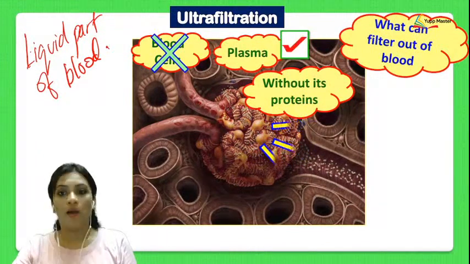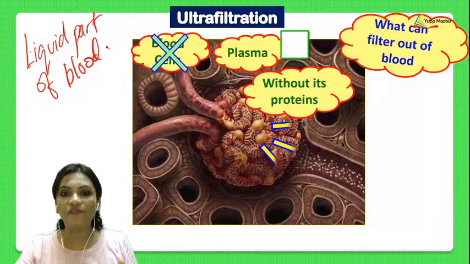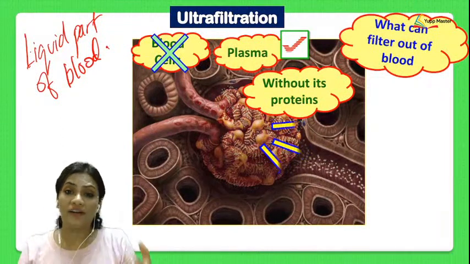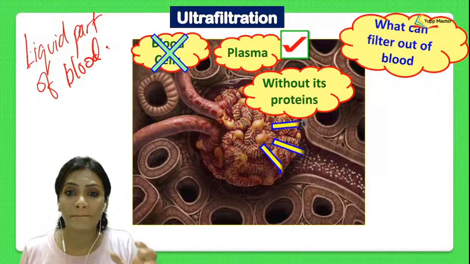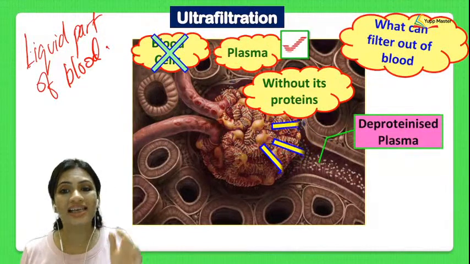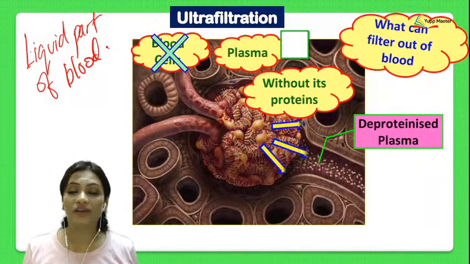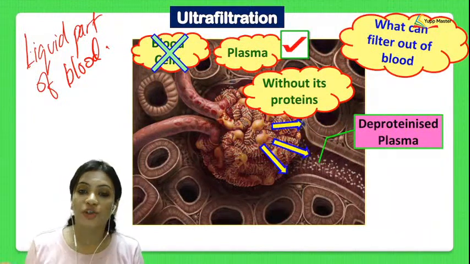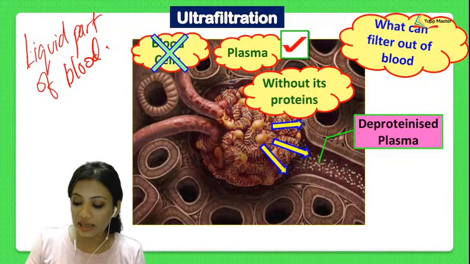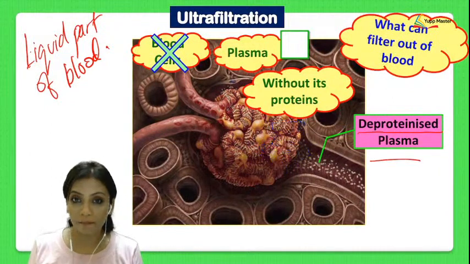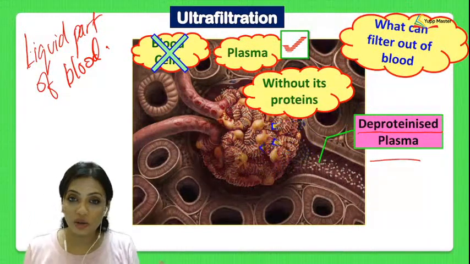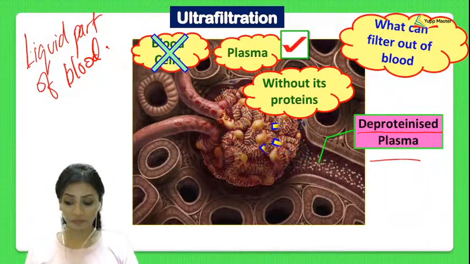So, basically, when we say that filtrate is being formed, where is filtrate being formed? In the nephron. That filtrate is basically going to be plasma minus its proteins. And when you want to give a name to this, plasma minus proteins, you may call it deproteinized plasma. Deproteinized plasma. That is plasma without proteins. I hope that's clear. Alright.